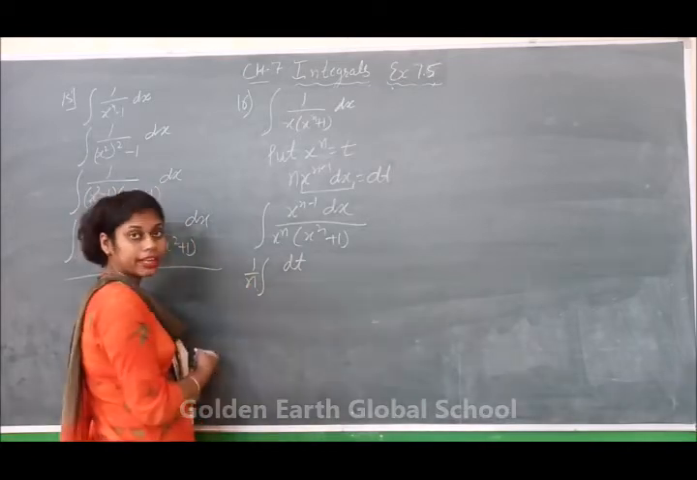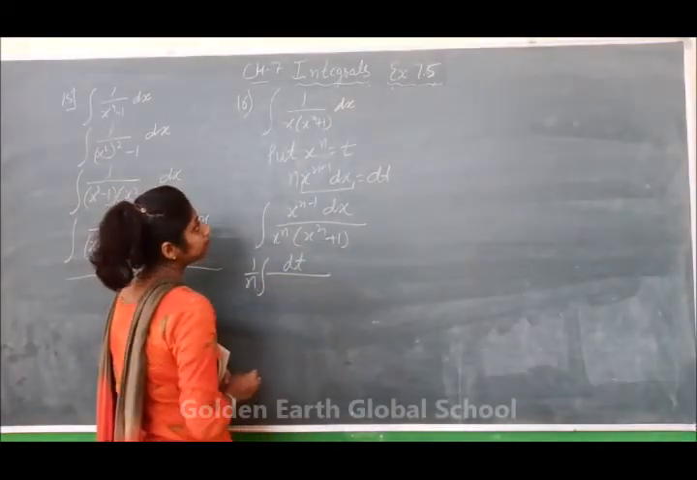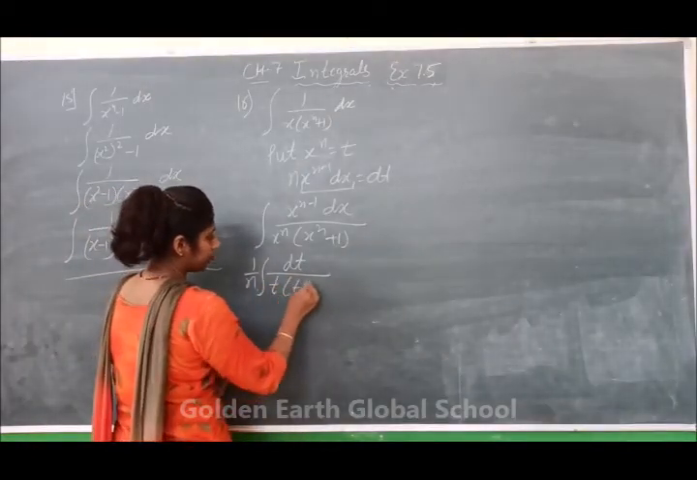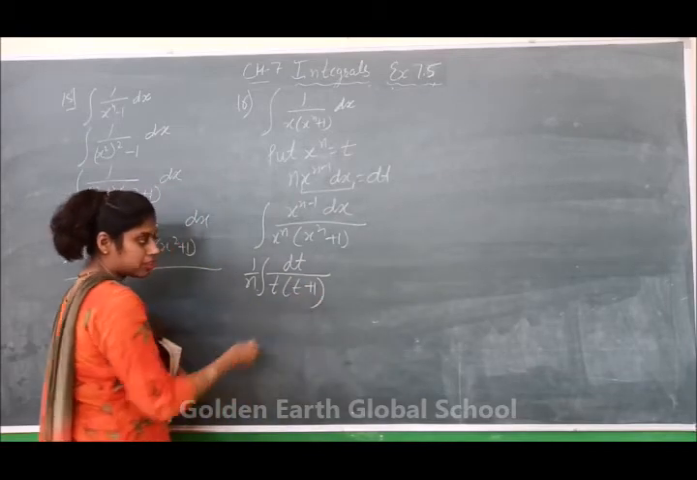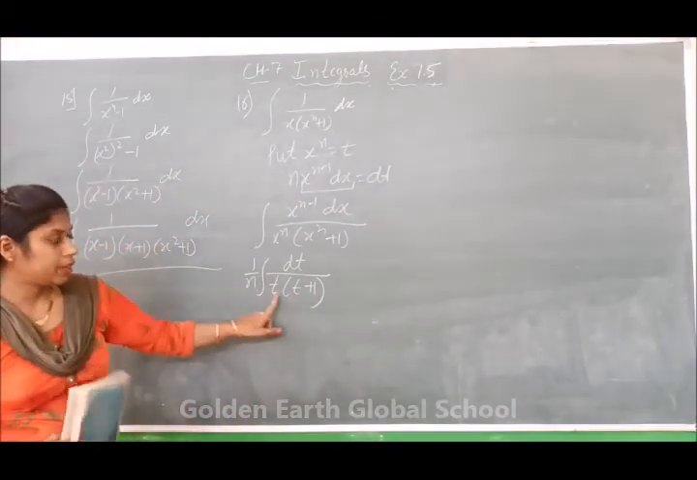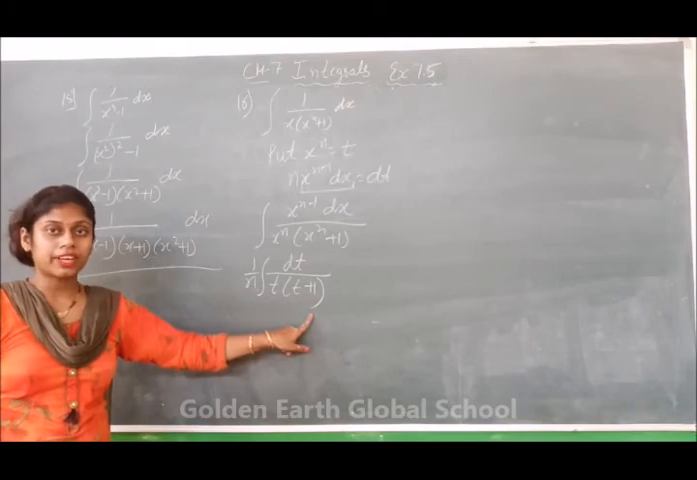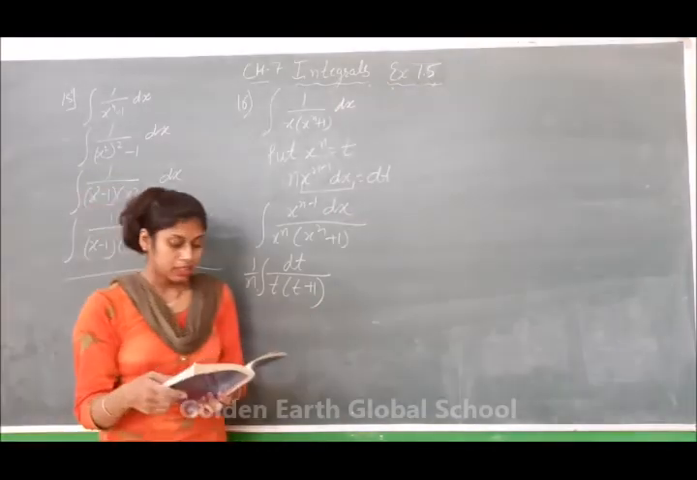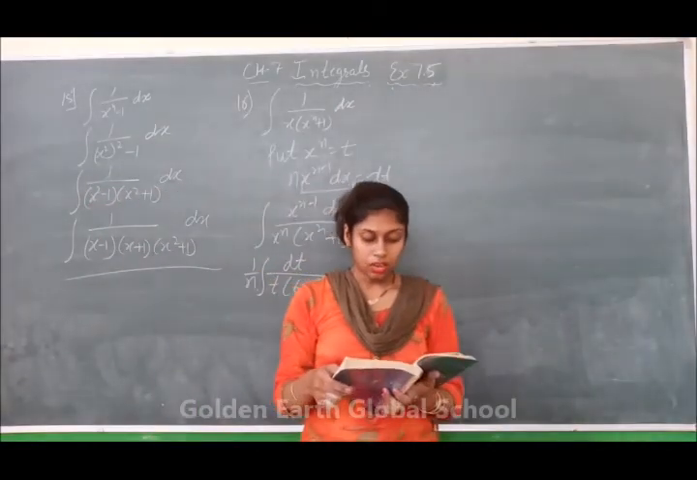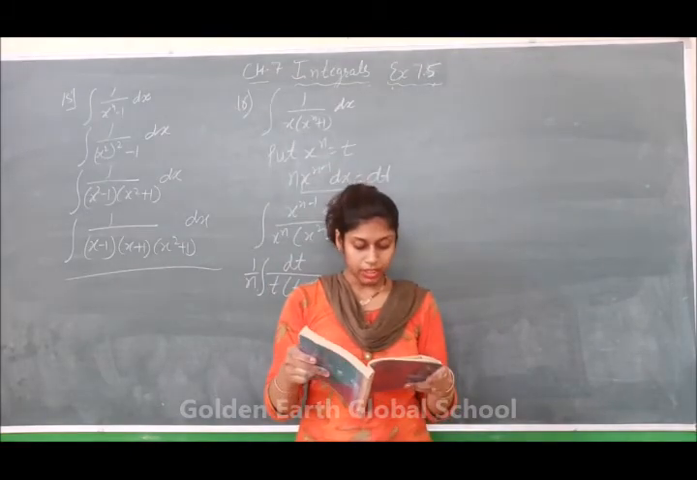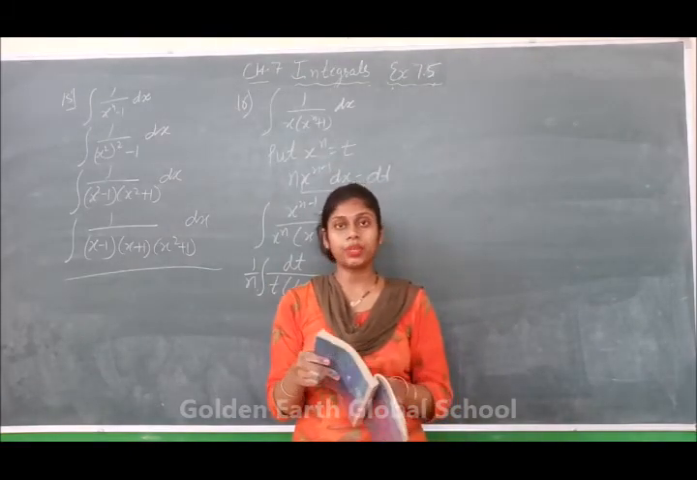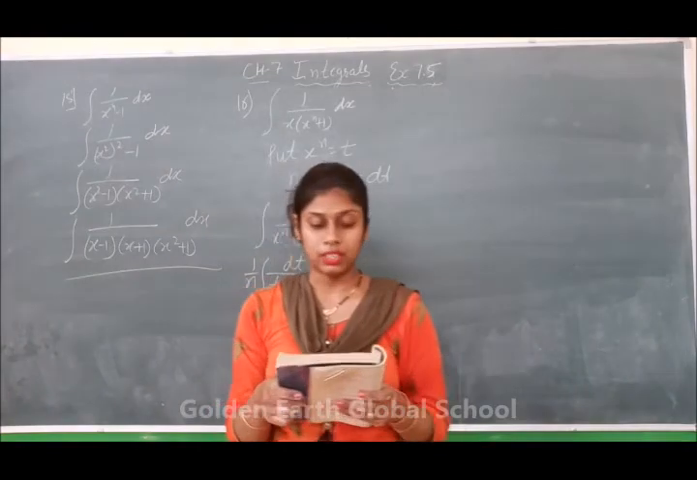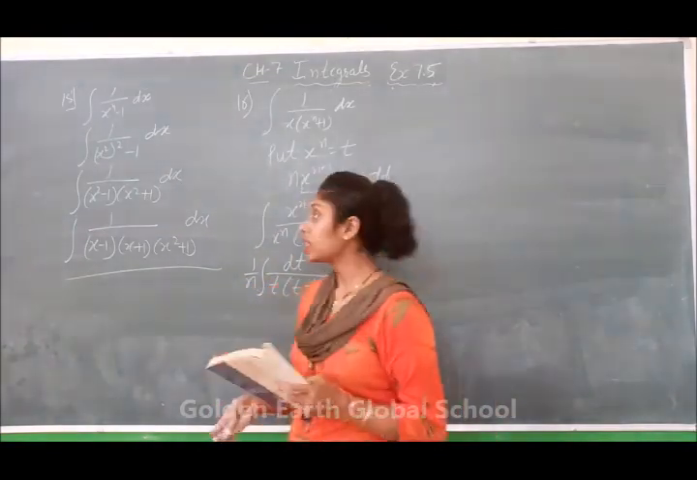We can write 1 by n outside, upon t into t plus 1. Now this is the simple function dt upon t into t plus 1. Apply the partial fraction here. Clear? Next, all the questions are the same. In 17 again you have to put sin x equal to t, then apply partial fraction.